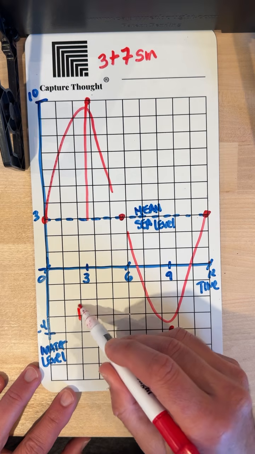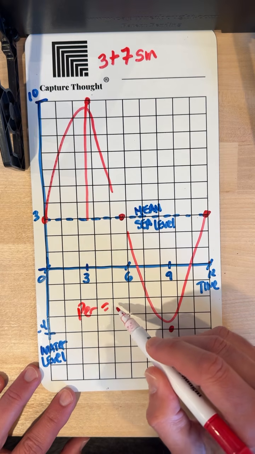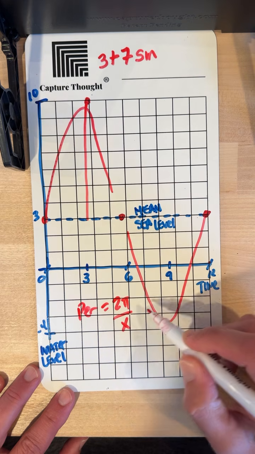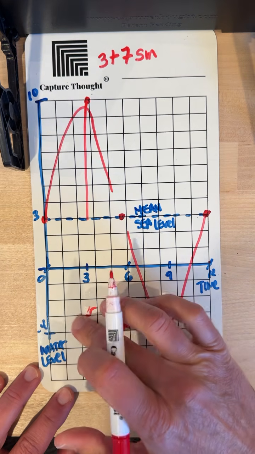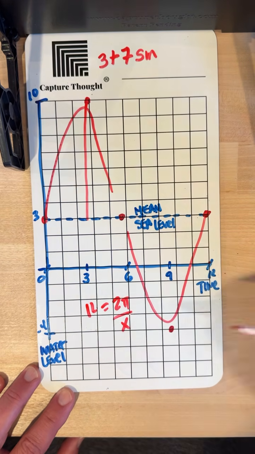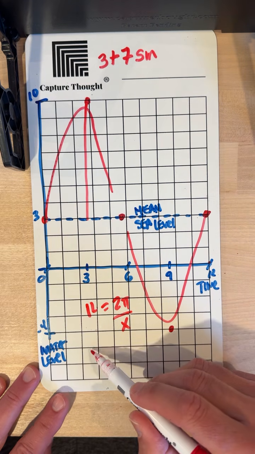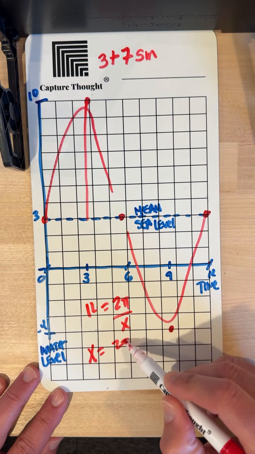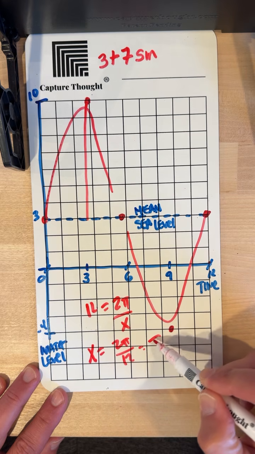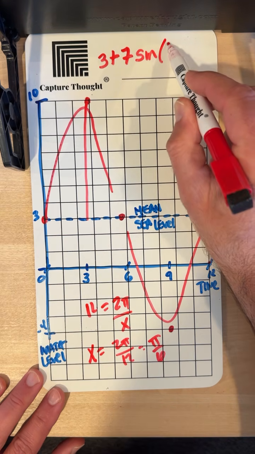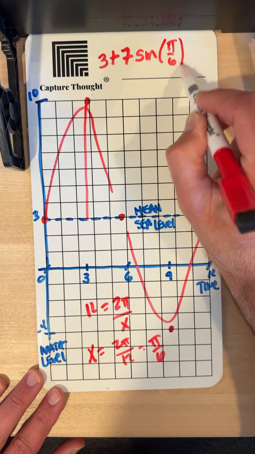So we know that the period is equal to 2 pi divided by some number, and that has to give us 12, since we know that the period is 12. So if I solve this little equation for x over here, I see that x is equal to 2 pi over 12, which is just pi over 6. So therefore, I'm going to have pi over 6 and then x.